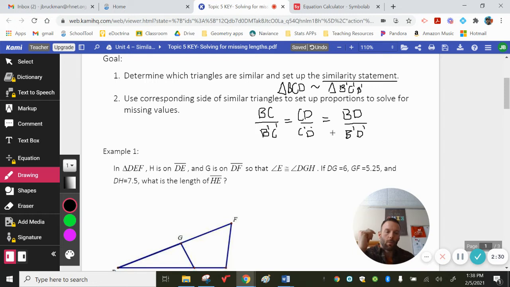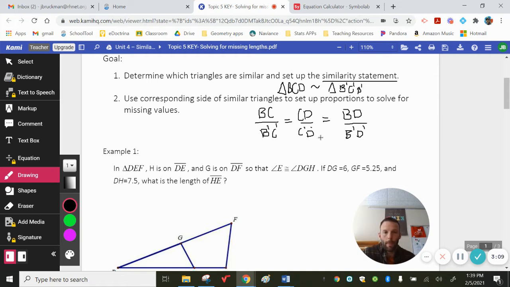Now, I didn't focus on which one had to be on top or bottom. I'm just making sure I'm consistent. This is not exactly what a scale factor would be because it's not the image lengths on top and the pre-image on the bottom, but these are just ratios, and I just wrote them consistently from one triangle to the other triangle to match up the corresponding vertices or corresponding angles or corresponding sides. So everything works the way it's supposed to here. Now, these ratios I know are equal because the triangles are similar.